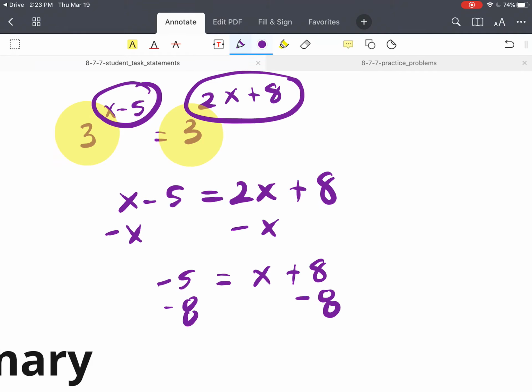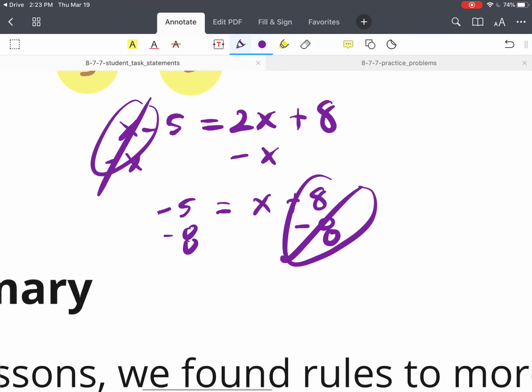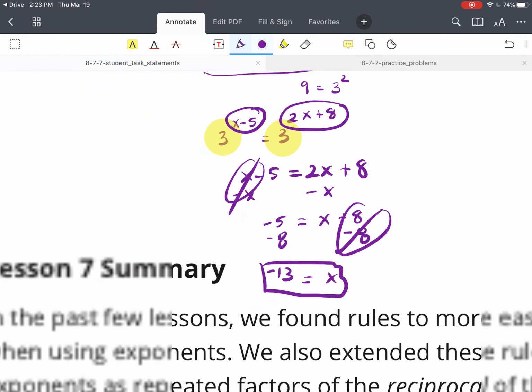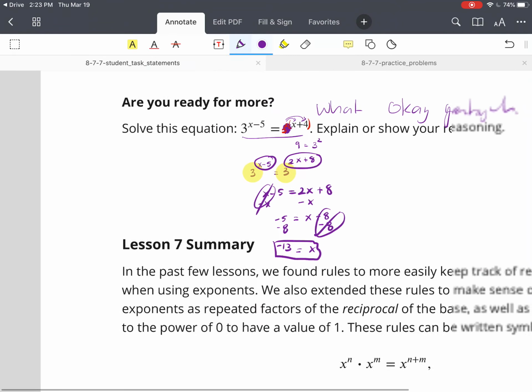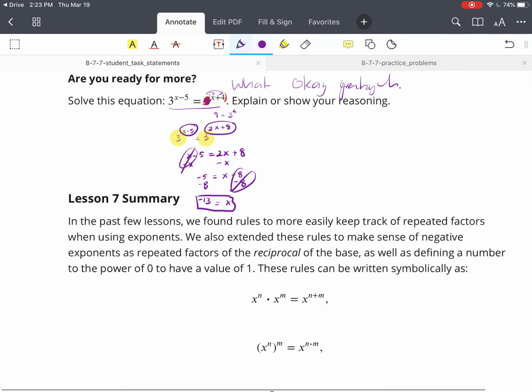And then the opposite of adding 8 is subtracting 8. That's a big old 0. So x is equal to negative 13. And that's what x equals. And I know it's kind of funky, but I mean, that's just the way it is.